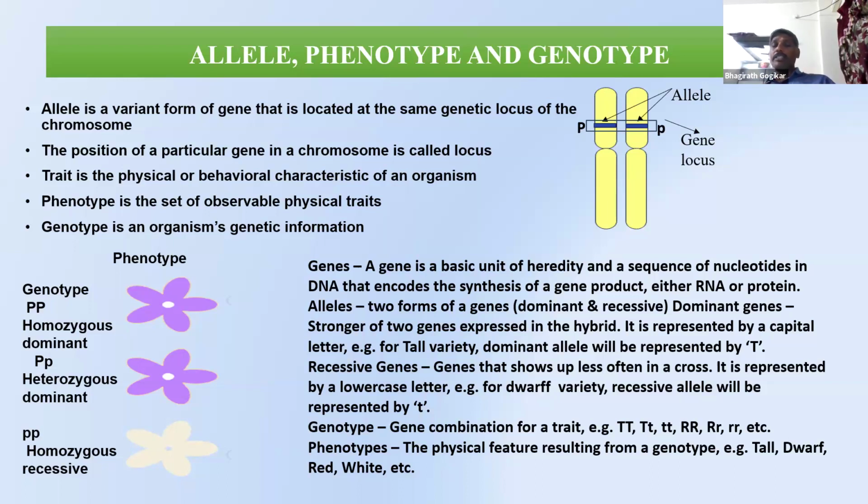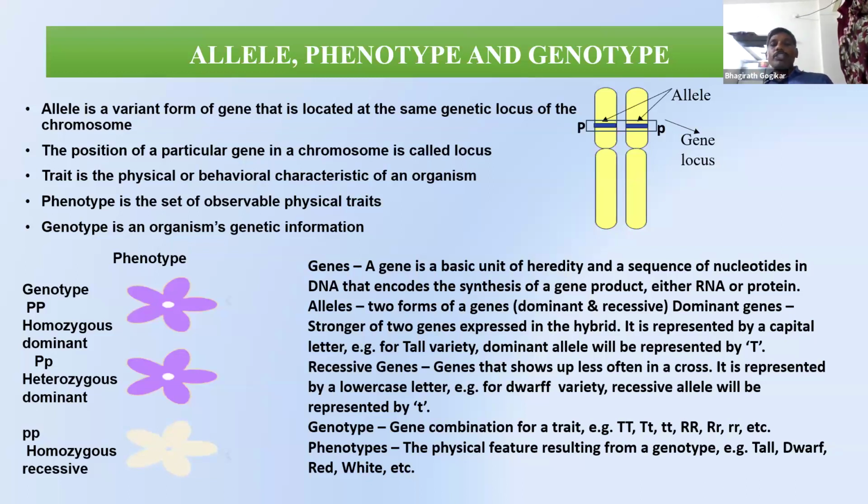That's why any change that takes place in the gene automatically shows in the metabolic sequence. Alleles are nothing but two forms of a gene, whether dominant or recessive. Dominant means stronger, the gene that is expressed in the hybrid. It is represented by a capital letter. Wherever you write capital letters, that is called a dominant allele. Wherever you write small letters, that indicates a recessive gene. We can remember that one blindly.